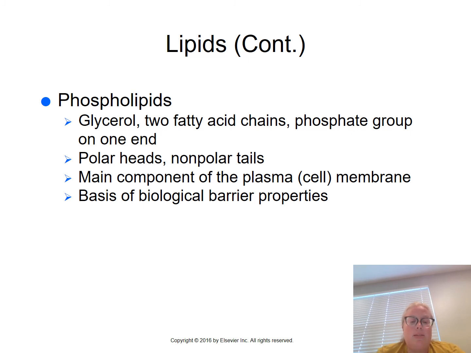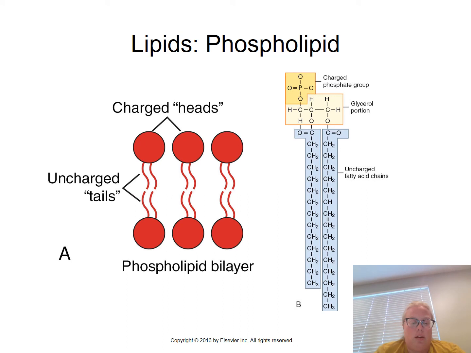Okay, cell membranes are composed of a phospholipid bilayer with the tails facing towards each other and the heads facing outward, making their surfaces hydrophilic and their interior hydrophobic. So, you'll see the phospholipid bilayer is seen in plasma membranes there on the left. And then on the right, you'll see the phospholipid molecule is composed of a polar hydrophilic head and a nonpolar hydrophobic tail.